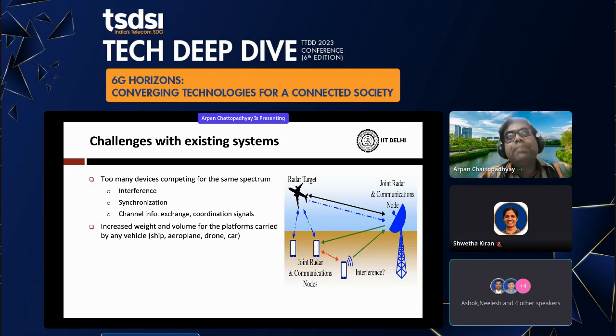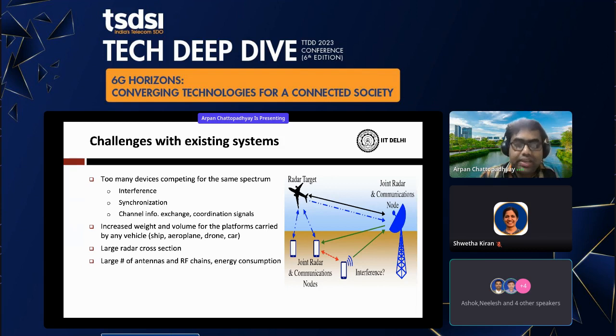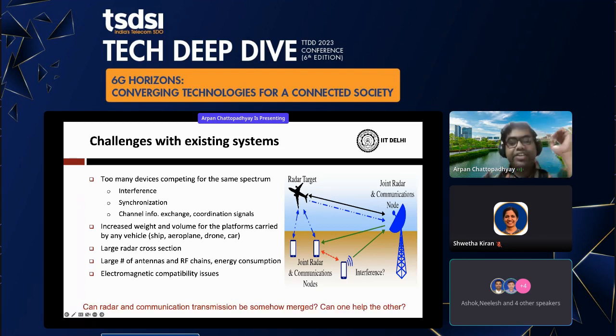Now, when the same platform uses separate hardware for radar and communication, the weight and volume of the platform increases, because radar requires a large cross-section and communication requires a large number of antennas and RF chains. It also increases energy consumption, and there will be electromagnetic compatibility issues. For example, if the same vehicle has two different units for radar and communication, they can interfere with each other. So the question is, can radar and communication transmissions be combined? Can they use the same hardware, occur in the same frequency band, and help each other?